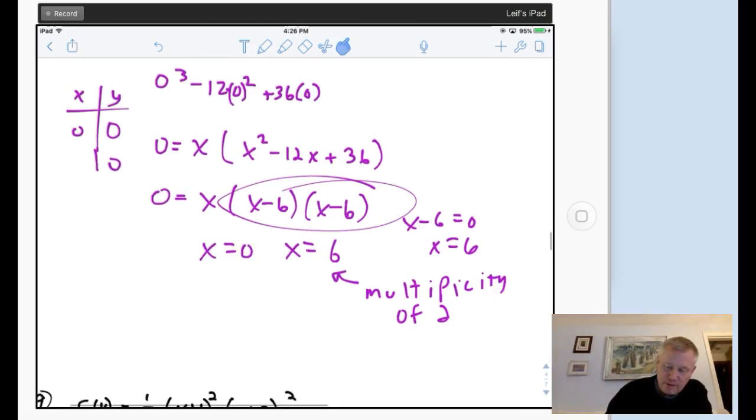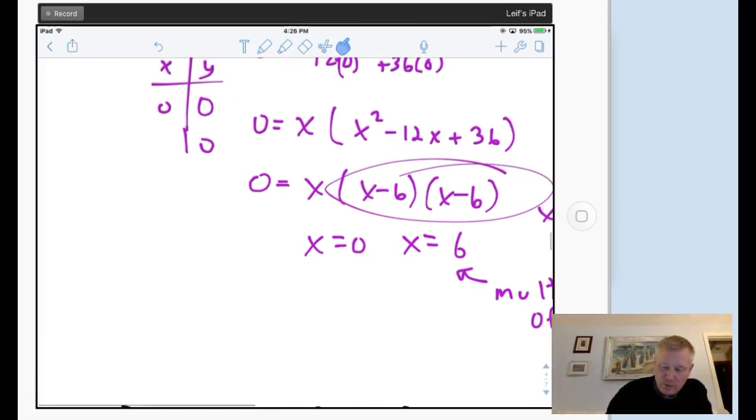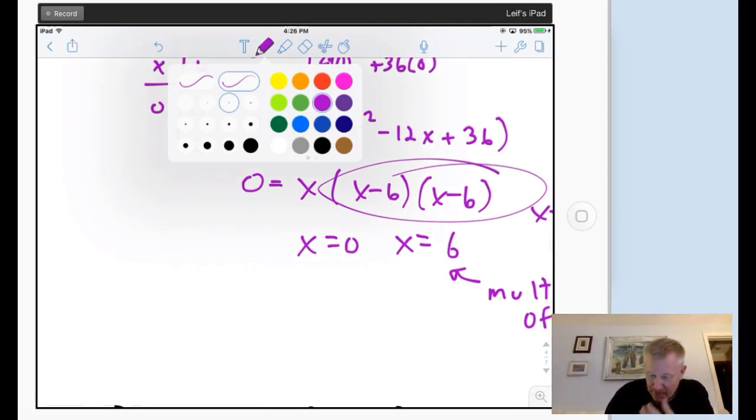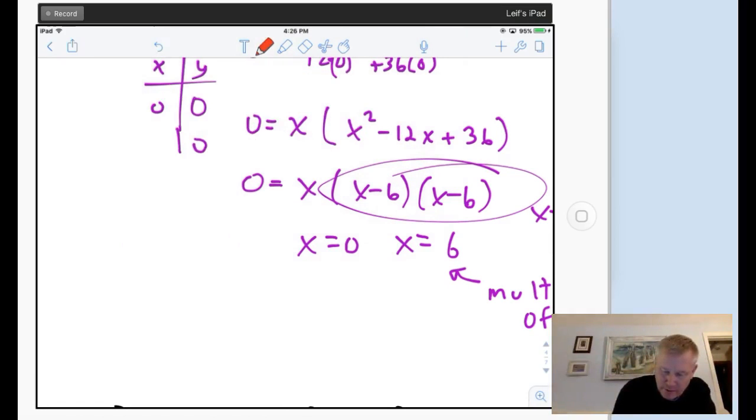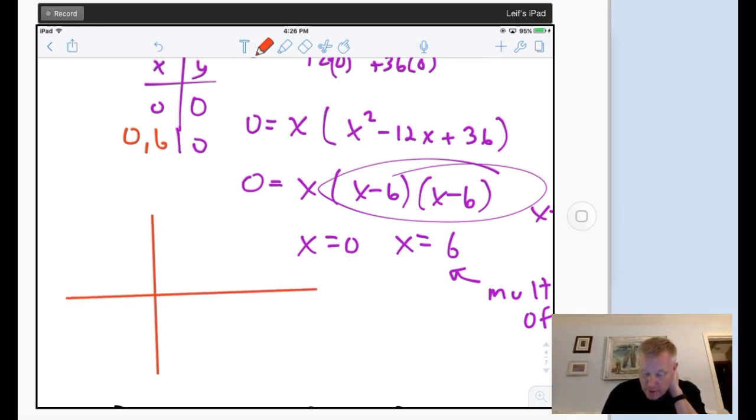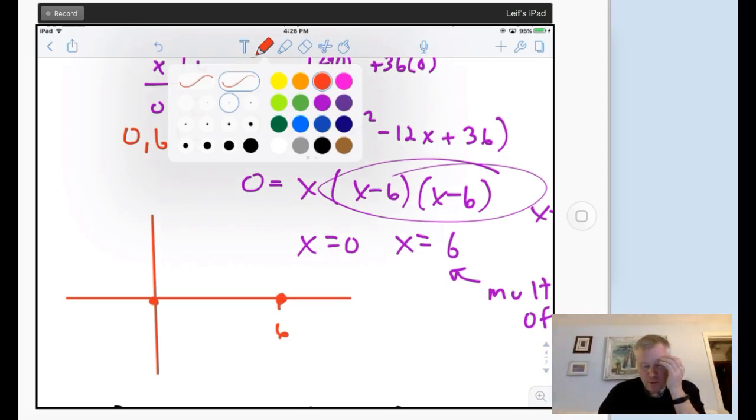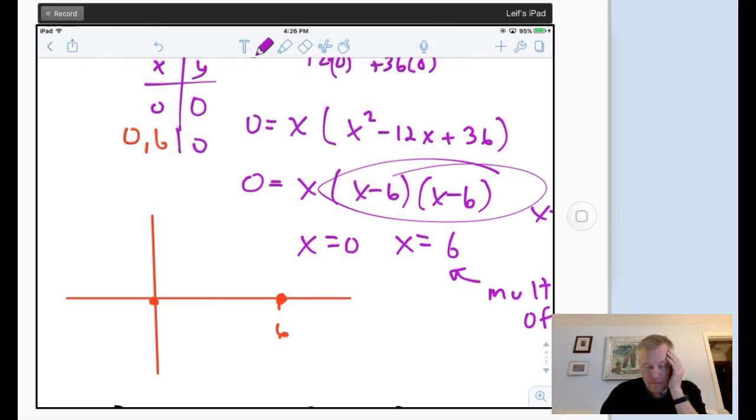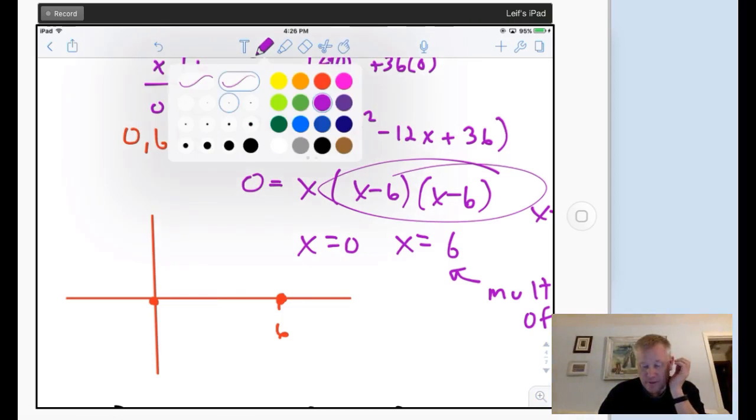Which means it's going to be more parabola-like with that one when I graph it, okay? Let me put in my zeros here. I got 0 and 6. All right, so make my graph. So over here is 6, and here's 0. Those are my 2 points where it's going to cross the x-axis.